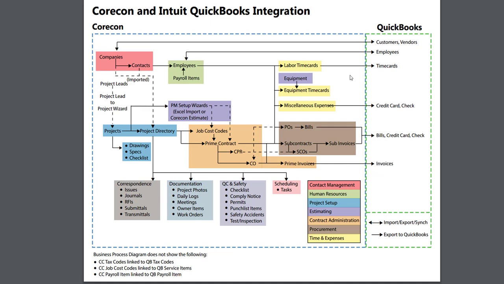The other transactions that are recorded in Corecon that will be exported to QuickBooks Desktop include labor time cards, miscellaneous expenses such as employee reimbursements, credit card charges, and also bills and subcontract invoices. Prime invoices or progress billings will also export to QuickBooks as invoices.